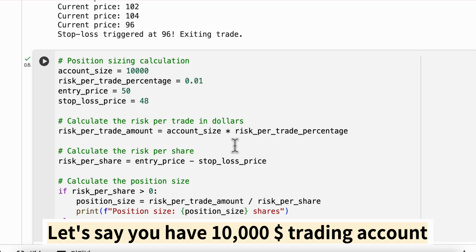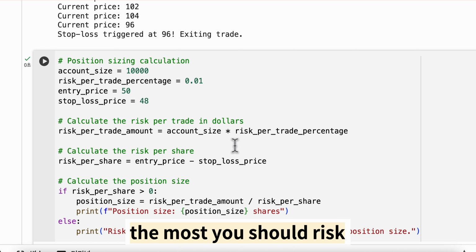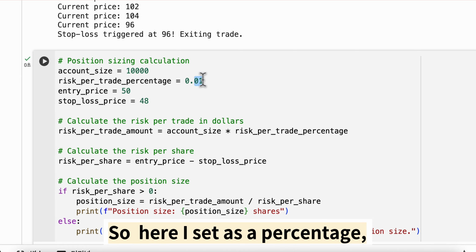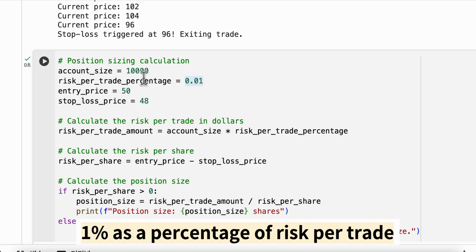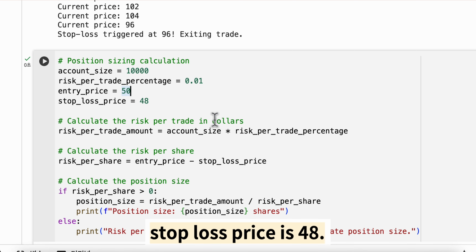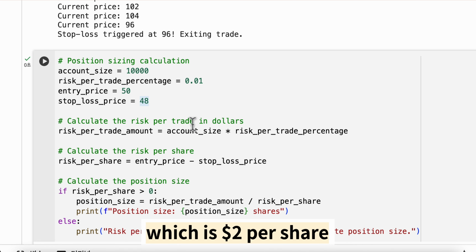Let's say you have a $10,000 trading account. According to the 1% rule, the most you should risk on any single trade is $100, 1% of 10,000. So here I set 1% as the percentage of risk per trade. Let's say the entry price is 50 and the stop loss price is 48. So the risk per share is 50 minus 48, which is $2 per share.